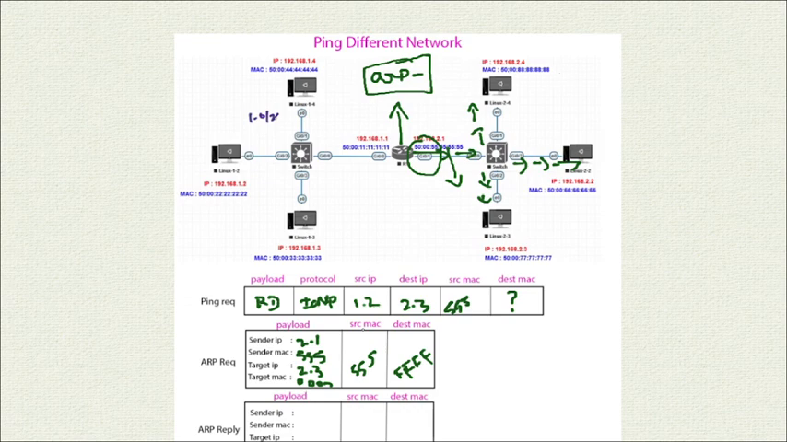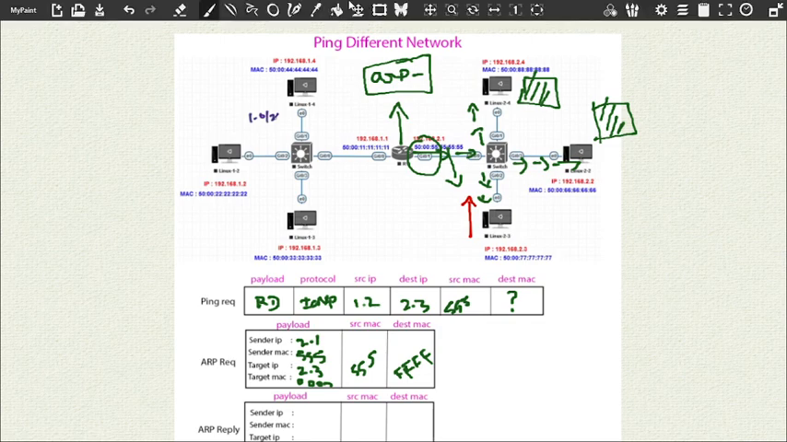Whichever PC has the IP 2.3 will reply. The others, 2.4 and 2.2, will drop the packet. So only 2.3 replies. Who does it reply to? It is the router interface.